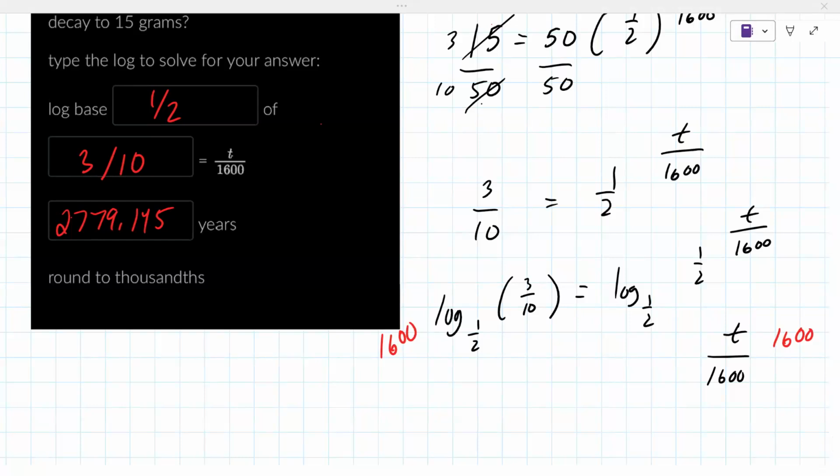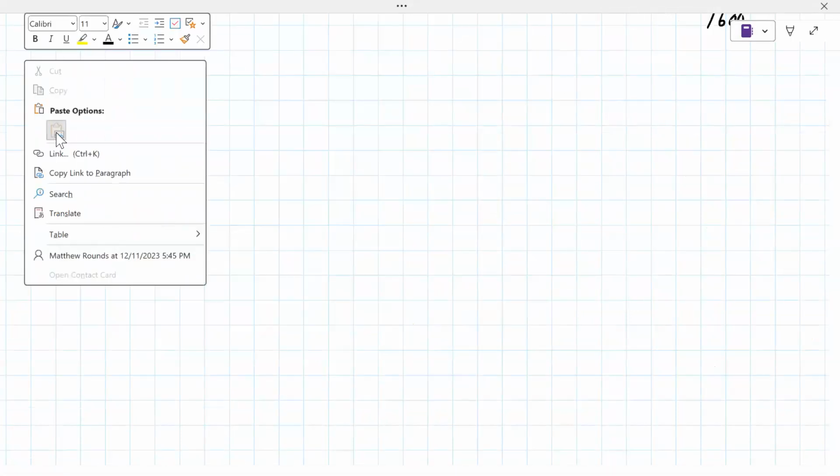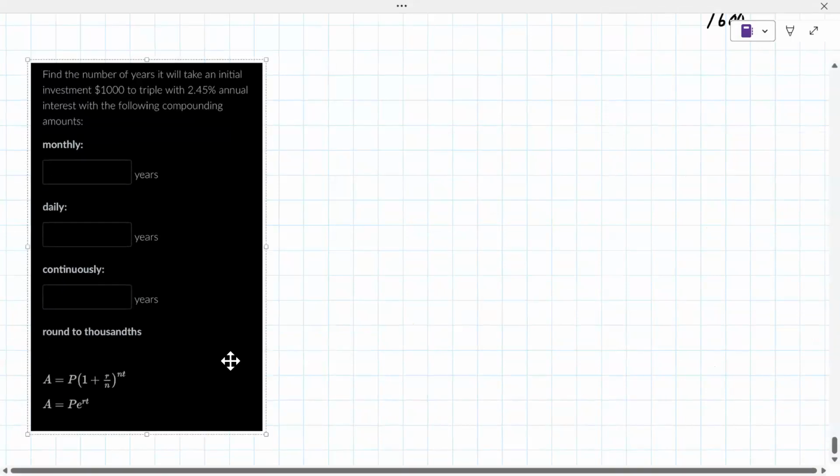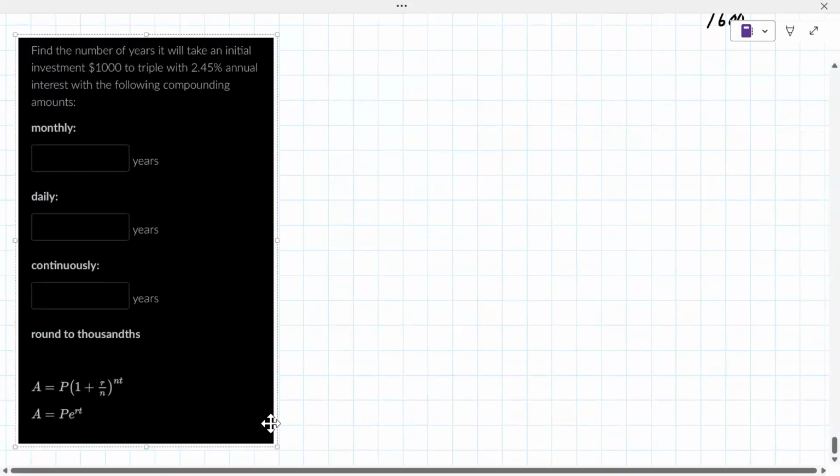Okay. Let me know when we can move on to the next one. I'm ready. We should be able to get these both done here. All right. So the triple, oh my gosh, these are horrible problems.